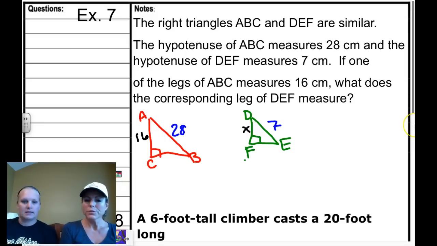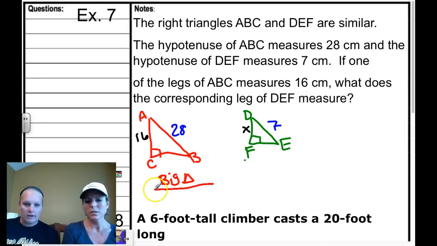So we have to set up a ratio. So we're going to be going between the big triangle and the little triangle. So which one's the big one? I'm going to put big in red over the small, little triangle in green. So again, you're going from one to the other.